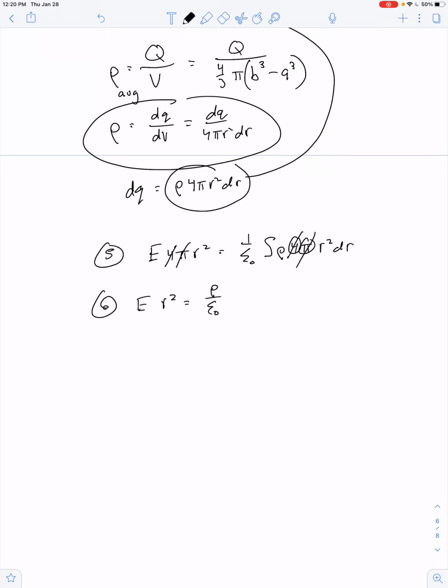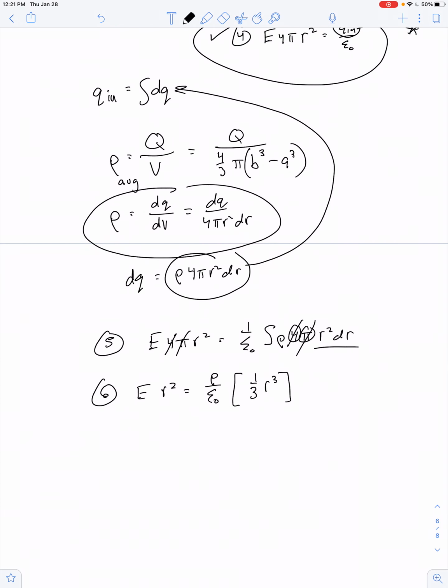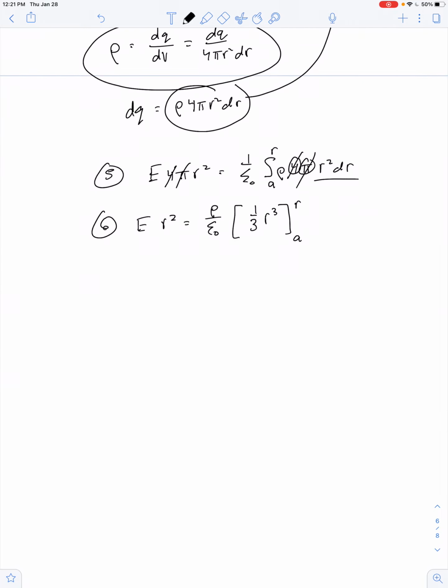And then we're just left with taking the integral of r squared dr. And here think of integration as antiderivative. So this becomes 1/3 r cubed. Oh, and remember what our limits of integration are. We have to add up all the spherical shells from the inner surface up until the edge of our Gaussian surface. So we're going from a to lowercase r. So E times r squared is rho over 3 epsilon naught times r cubed minus a cubed.